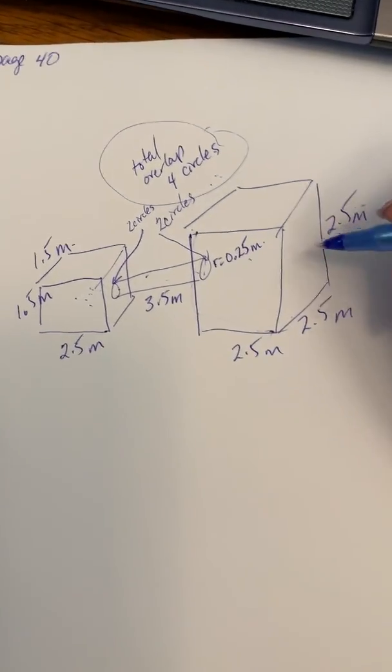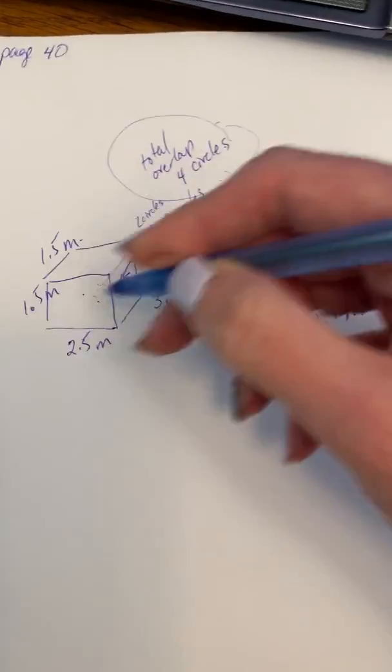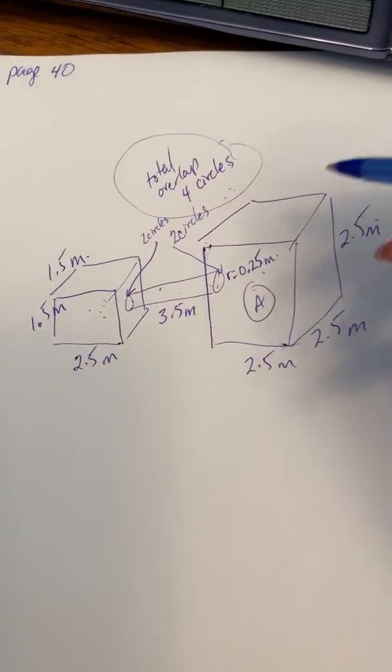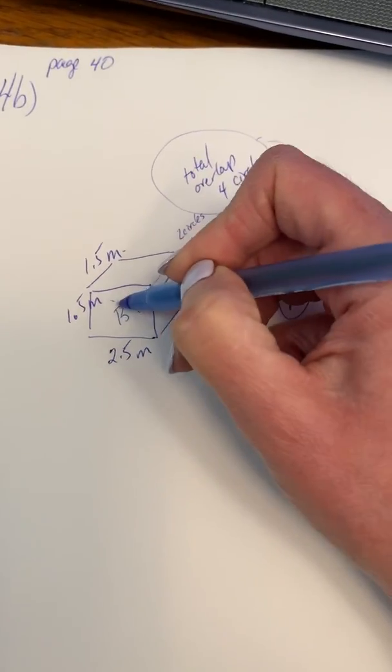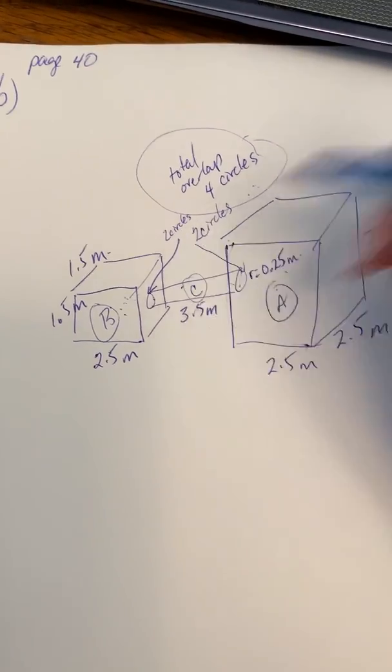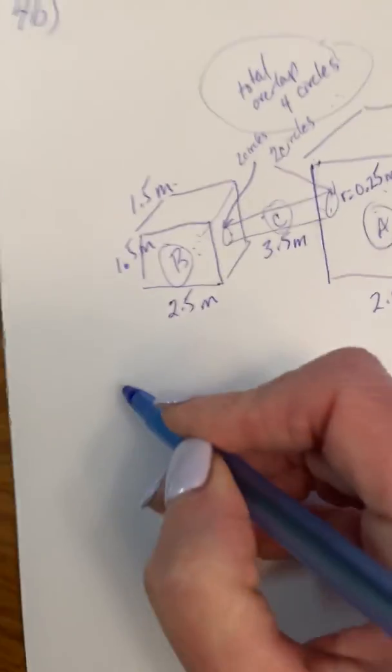Okay, so I'm going to start with this one, cube A. I usually go left to right, but I like cubes because they're easy. I'm going to call this section B, and then we're going to come back to the cylinder and call it C. Okay.